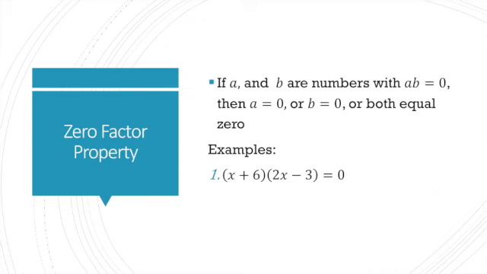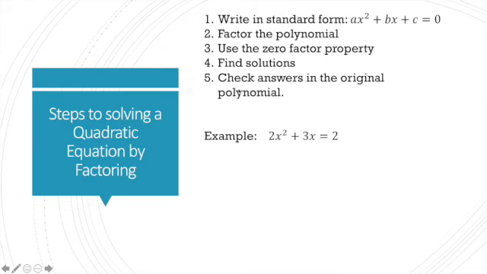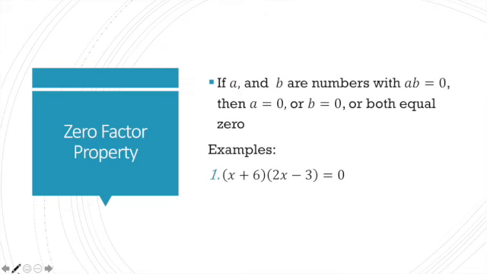The zero factor property says this. If I have a and b, and they're both numbers such that a times b equals 0, then either a has to be 0, b has to be 0, or both equal 0. Okay? And how do I use this to solve quadratics?